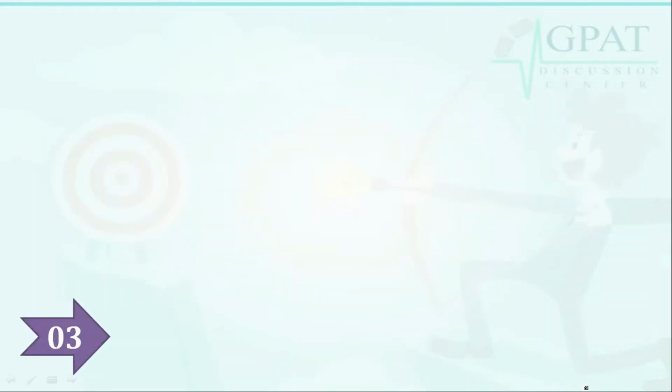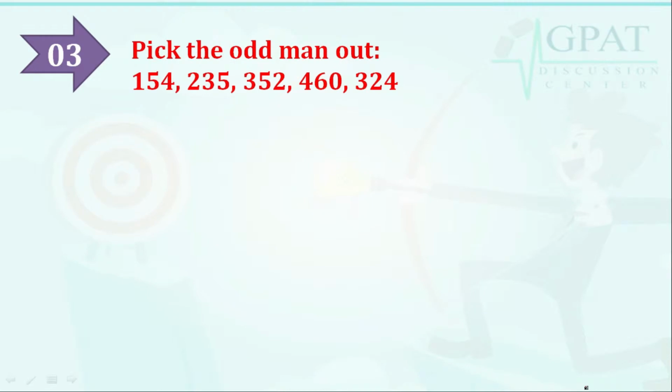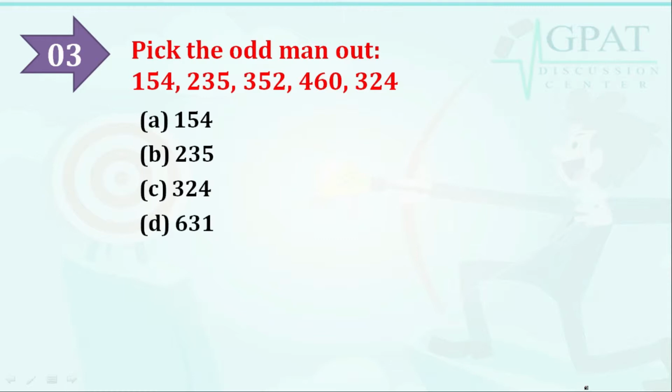Moving on to the next question, pick the odd man out. There is a series of numbers: 154, 235, 352, 460 or 324. So we have to pick the odd number, and the options are option A 154, option B 235, option C 324, option D 631. So which is the odd number? We have to find out the correct answer.